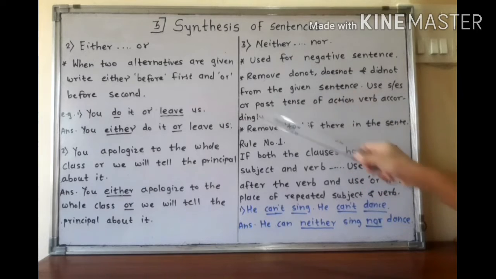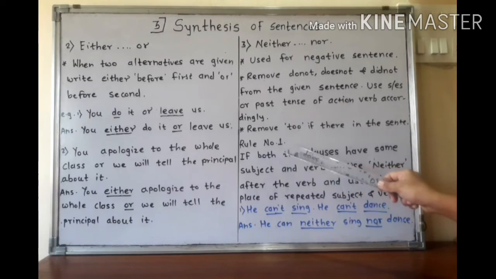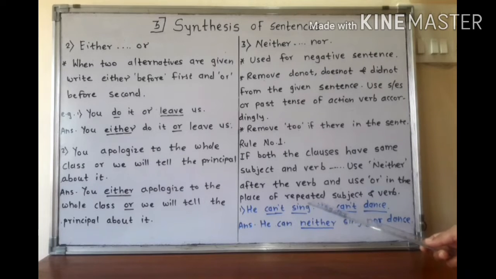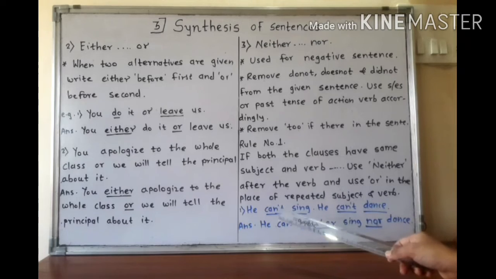Now these are the basic rules. Now the rules one by one. Rule number 1. If both the clauses have the same subject and verb, use neither after the verb and use nor in the place of the repeated subject and verb. If both the clauses are having the same subject and verb, then where do we have to use neither? After the first verb, we have to use neither, and in the place of the repeated subject and verb, we have to use nor and write the sentence.